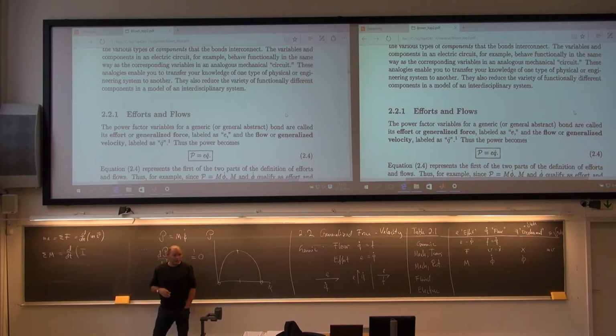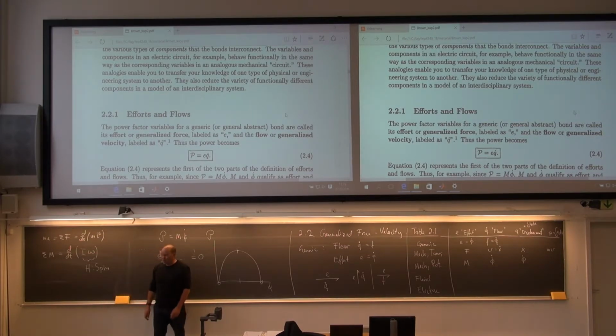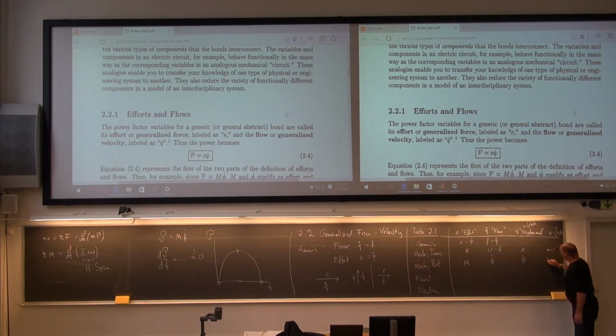So you will have the I here representing the rotational mass multiplied with an omega rotational speed. Some people call this just H for spin. So you have something that rotates. If you expose it for a torque, you will spin faster, the spin will change. So here you will have H. That is a spin.